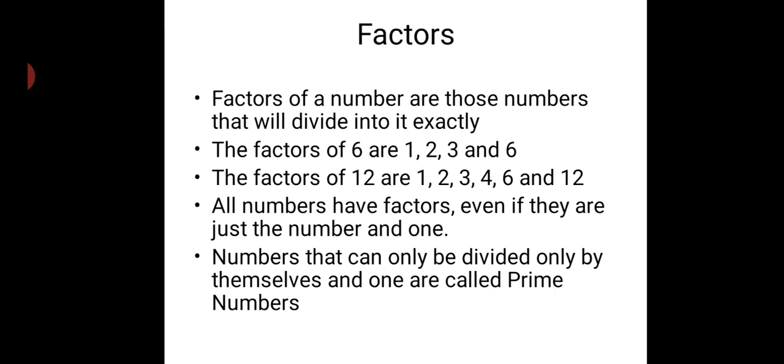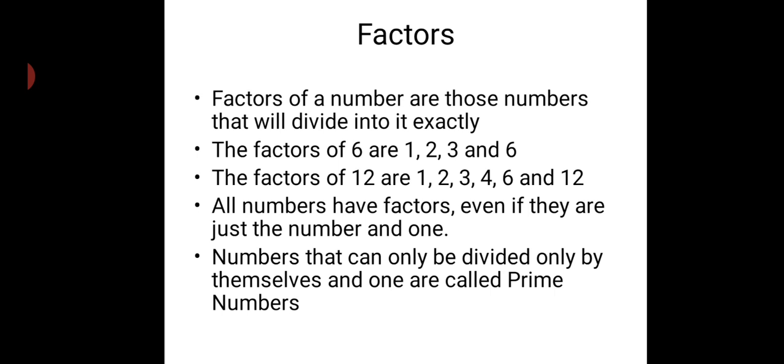Suppose we take the example of 6. Factors of 6 are 1, 2, 3 and 6. That means 6 comes in the table of 1 also, 2 also, 3 also and 6 also. Factors of 12 are 1, 2, 3, 4, 6 and 12. So all numbers have factors, even if they are just the number itself and 1. Every number has 1 and the number itself as factors.